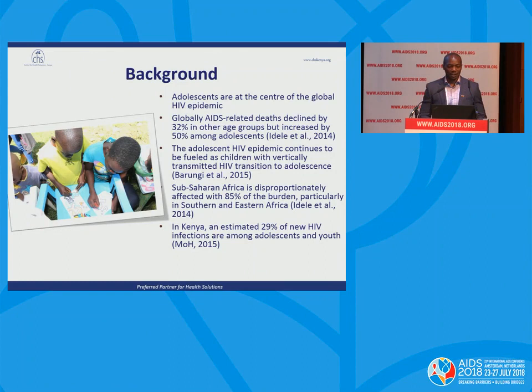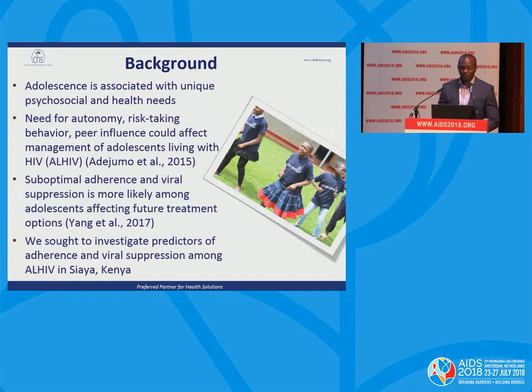Adolescents are at the center of the global HIV epidemic. Globally, AIDS-related deaths declined by about 32% in the other age groups, but increased by up to 50% among adolescents. The adolescent HIV epidemic also continues to be fueled as children who got HIV through vertical transmission transition to adolescence. Sub-Saharan Africa is disproportionately affected, with 85% of the burden, particularly in Southern and Eastern African countries. In Kenya, about a third of new HIV infections are among adolescents and youth.